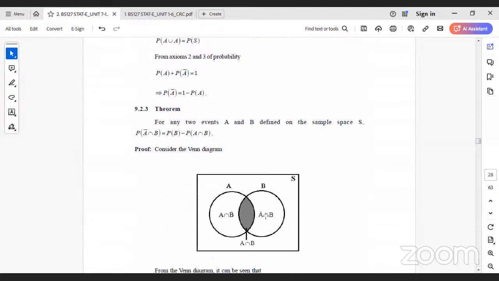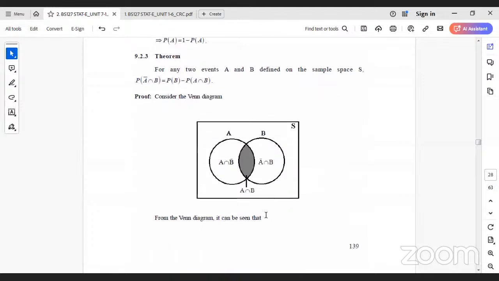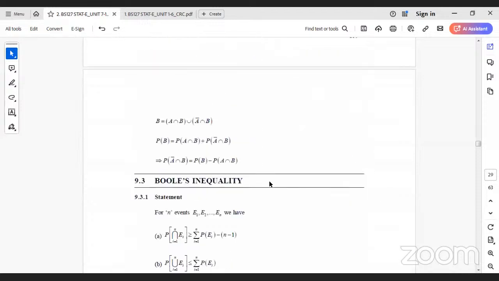For any two events A and B defined in the sample space, P of A bar intersection B bar minus P of A intersection B. Consider the A intersection B; we already discussed this with the Venn diagram. Understood? Yes, sir.